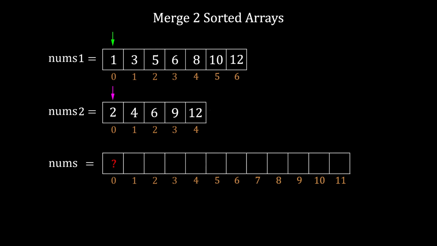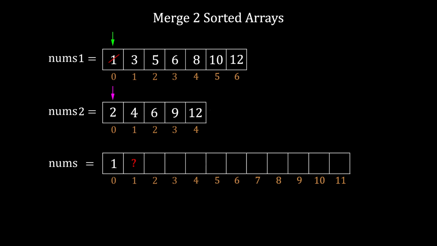Which one of them should we choose? Of course, the smallest one. Because 1 is less than 2, nums of 0 is going to be equal to 1, and now we have used the first element in nums1. Okay, it's time to ask ourselves another question. What would be the second element in nums? It is either part of nums1 or part of nums2.